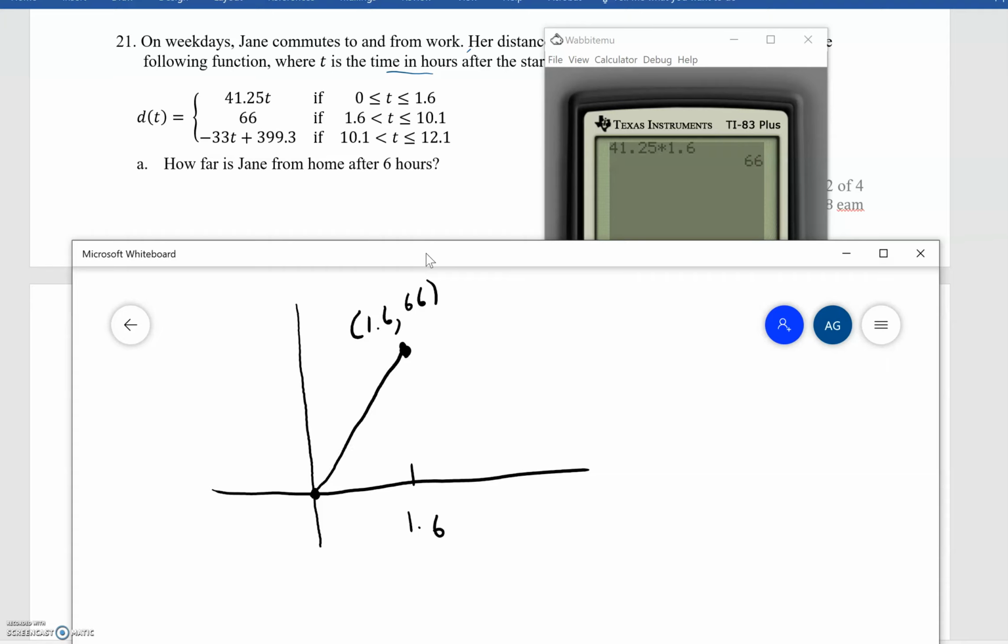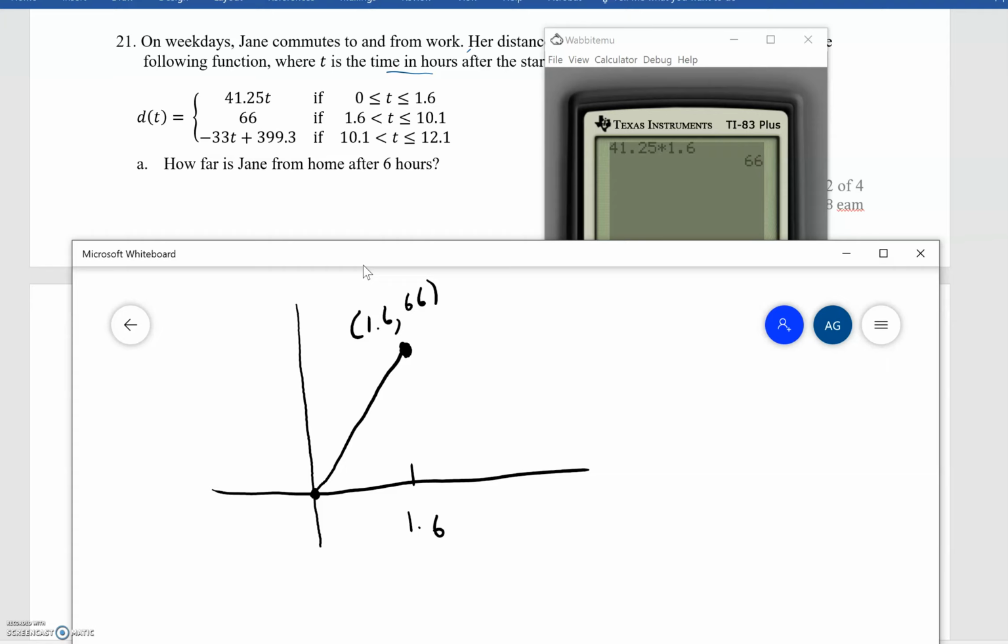And now notice that that's also 66. That's not an accident. That's because we don't want to have a jump in the graph as far as your distance from home, because you're not instantaneously going to be 5 miles away from home when you were 0 miles away from home an instant earlier. So this is going to be a connected graph.